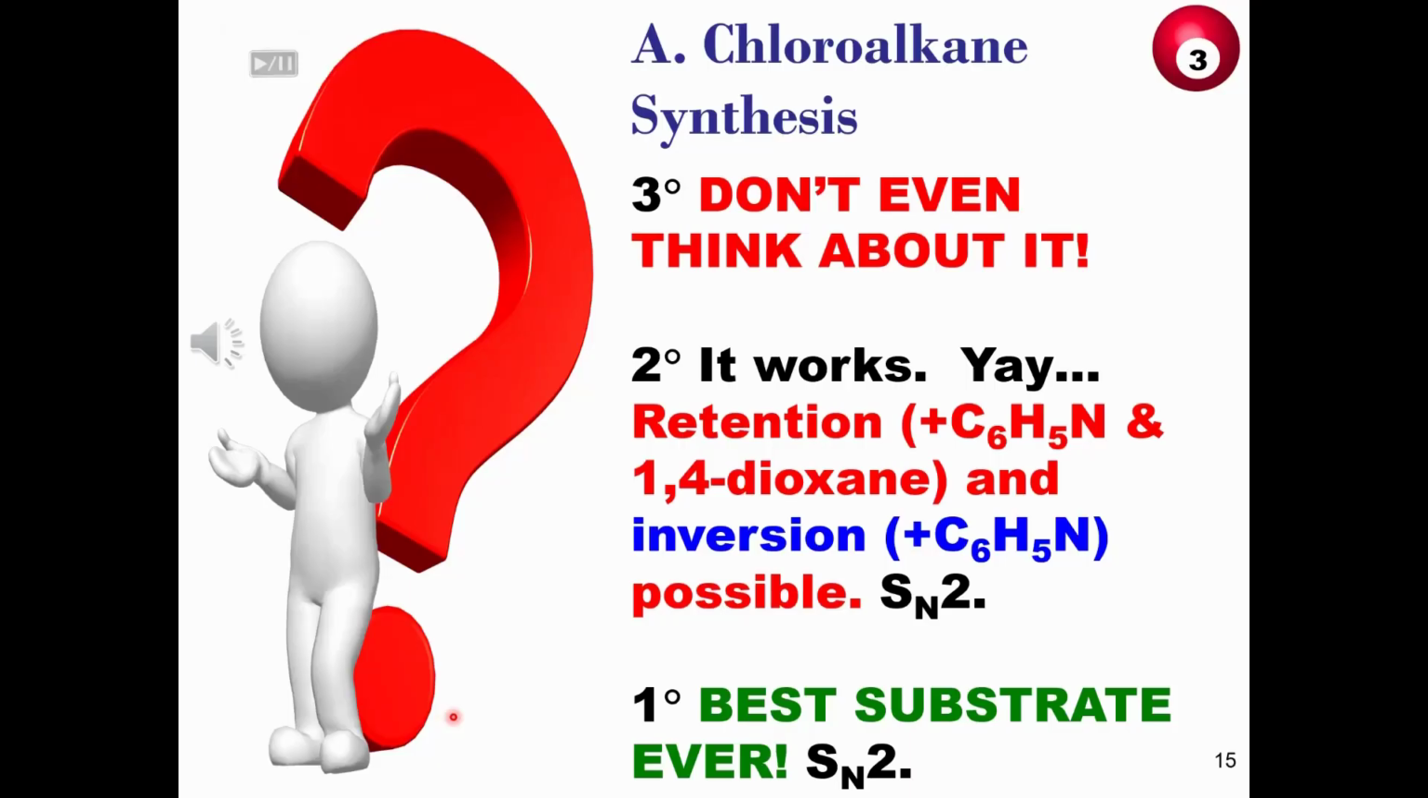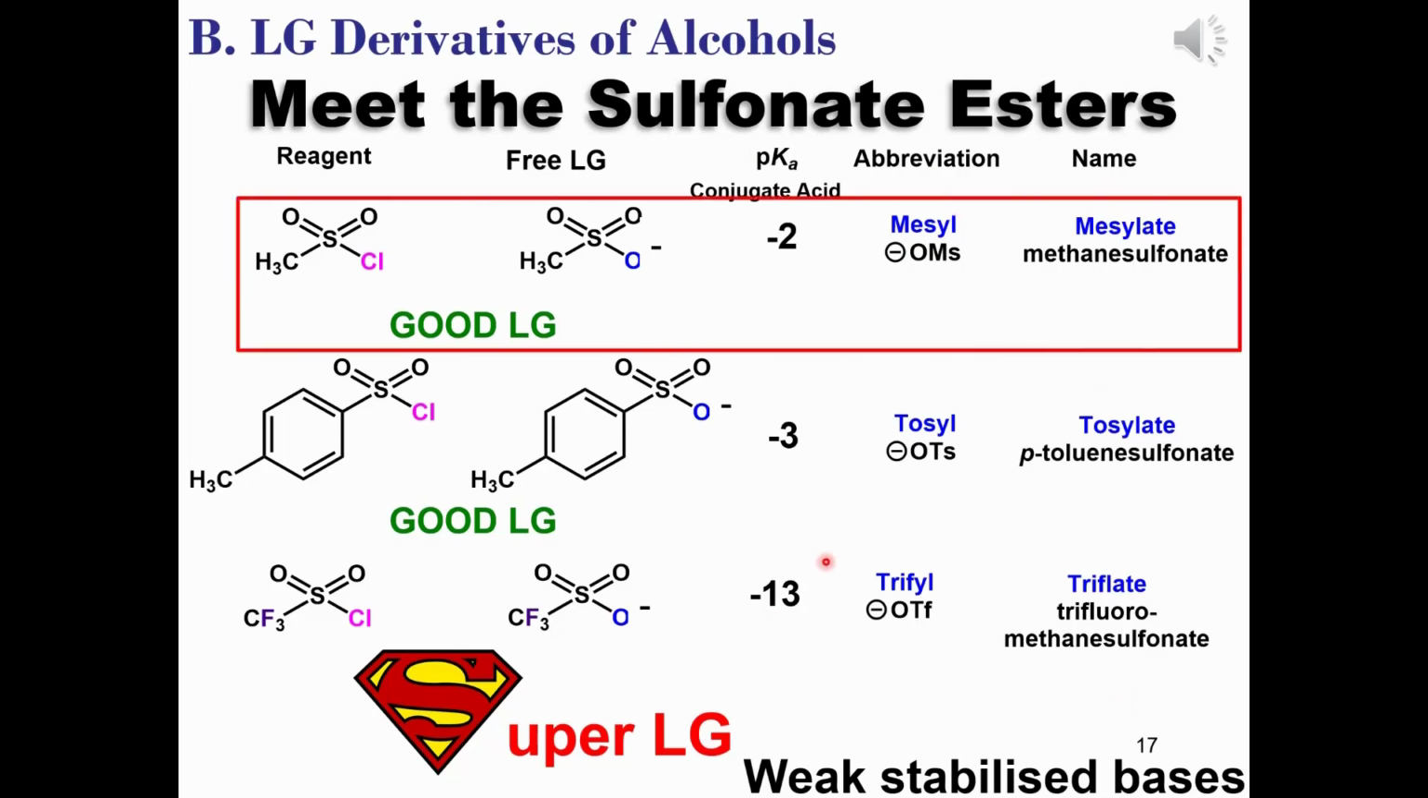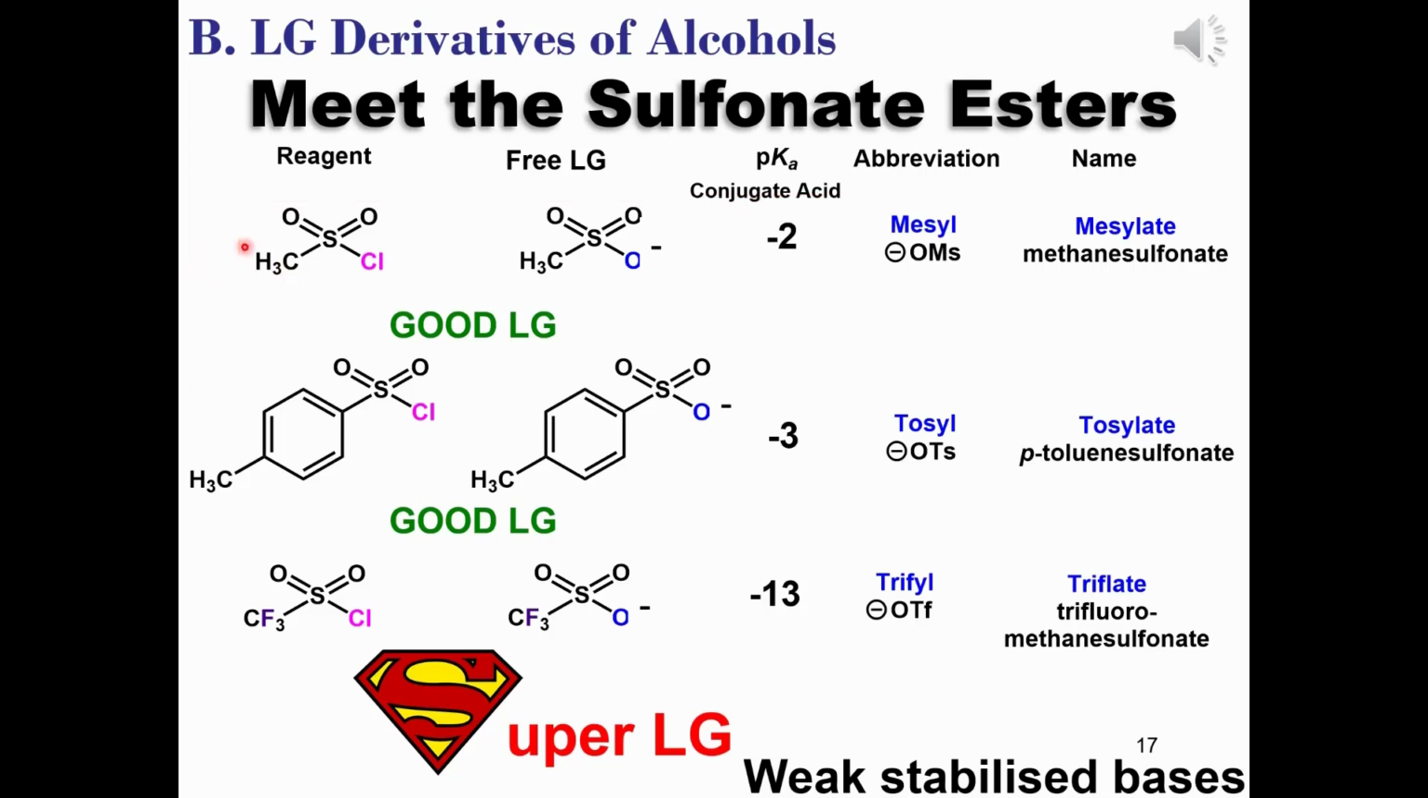This concludes part A. The sulfonate esters are used as leaving groups as they help to activate alcohols. Here are some of the reagents, their free leaving groups, the pKa of their conjugate acids, their abbreviations, and the names of those sulfonate esters. The first reagent is known as mesyl chloride, and this forms the leaving group shown to the right when it is reacted with an alcohol.